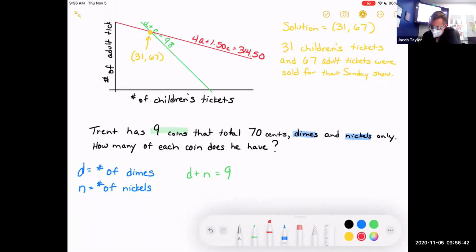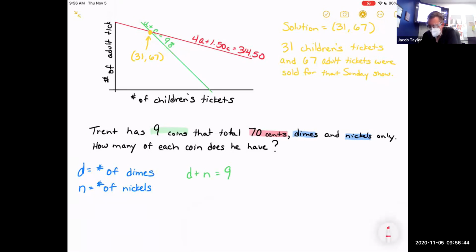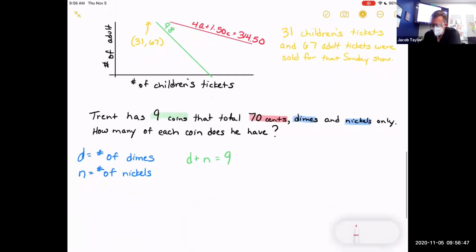The second equation I'm going to write is the one that tells me they have a total value of 70 cents. And this one's a little trickier. If I have all dimes, what would the formula be to find the value of just the dimes? How much is each dime worth? 10 cents. So 10 times the number of dimes will tell me the value of just the dimes. Nickel will be 5 times the number of nickels because it's 5 cents, and it will equal 70 cents.